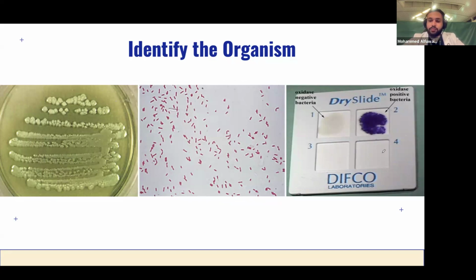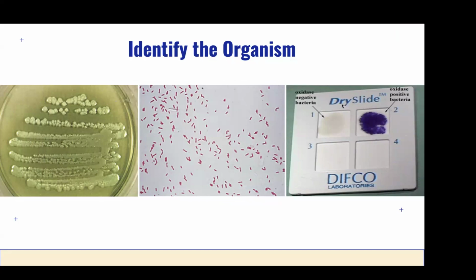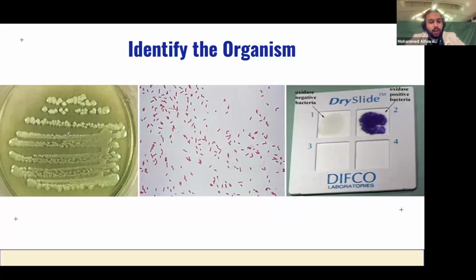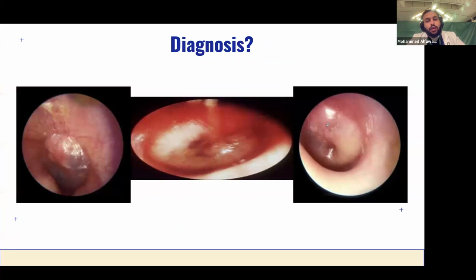Then we go into here, which is this one. What is this? Pseudomonas. Pseudomonas, good. Gram-negative rods, pigment producing, which is pyocyanin, pyoverdin, and whatnot. And it's oxidase positive. Pseudomonas.